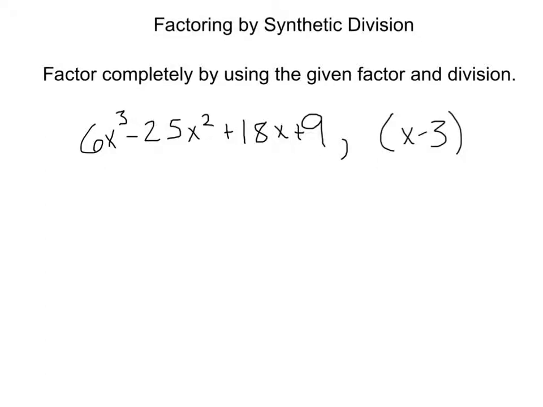We can use synthetic division to factor polynomials. So here we want to factor completely using the given factor and division. Here we have 6x cubed minus 25x squared plus 18x plus 9, and they're telling us that one factor of this polynomial is x minus 3. So we know that x minus 3 is a factor, so it has to divide evenly into this polynomial.